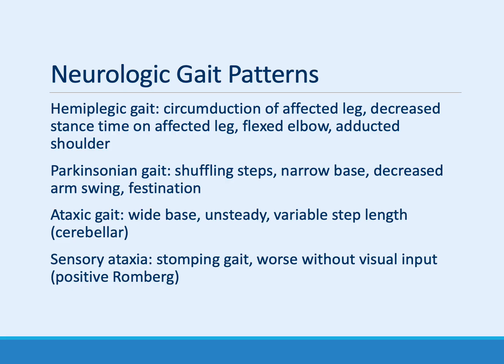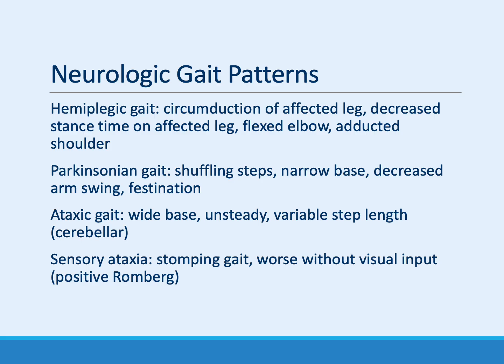Neurologic gait patterns are different from our musculoskeletal gait patterns. These are very testable and often very vividly described in exam questions, and so being familiar with them can help you make determinations for the question to answer it correctly. So a hemiplegic gait after stroke is typically going to involve circumduction of the paretic leg and a reduced stance time on the affected side, and a flexed elbow and adducted shoulder on the involved arm.